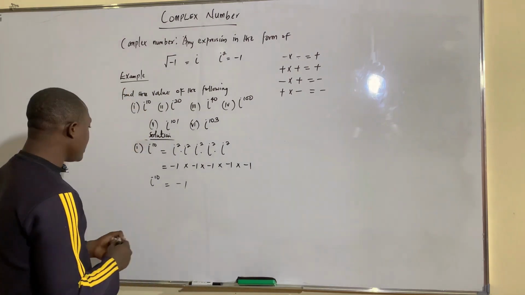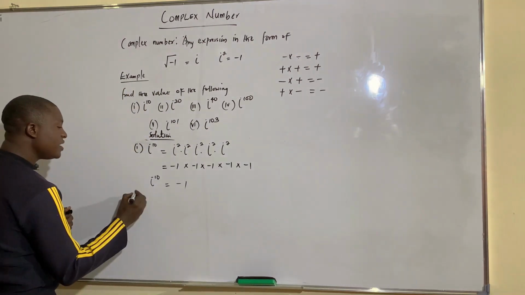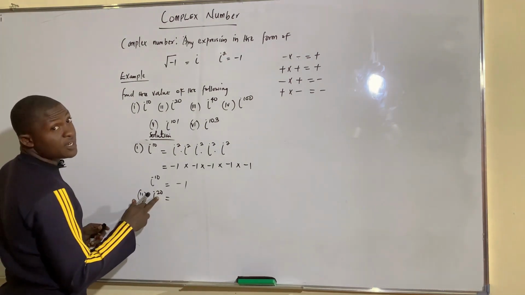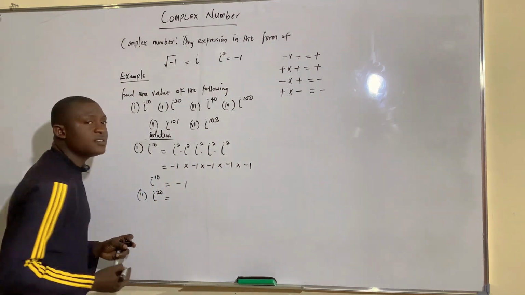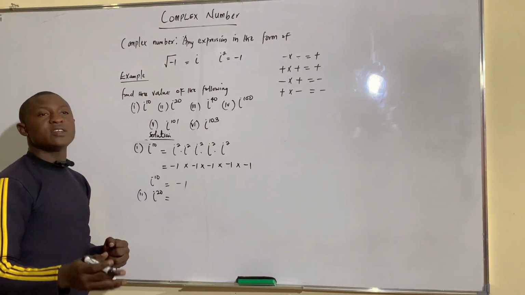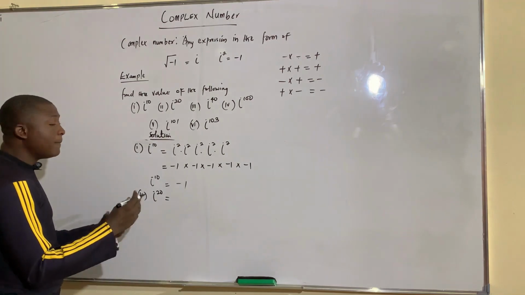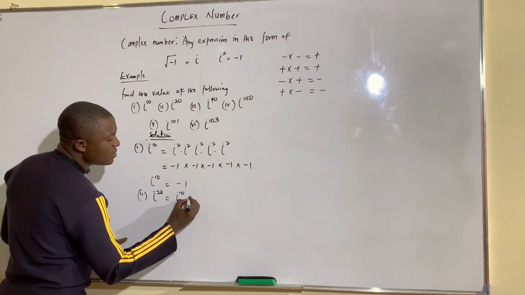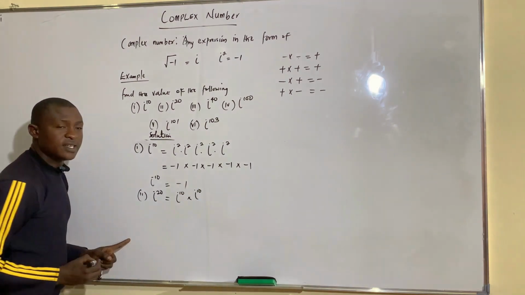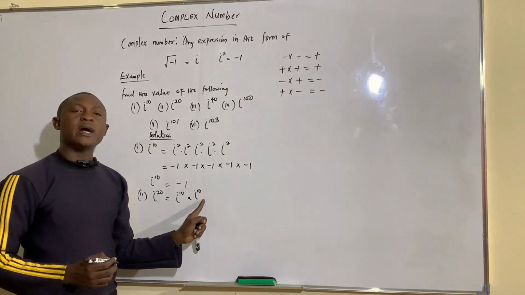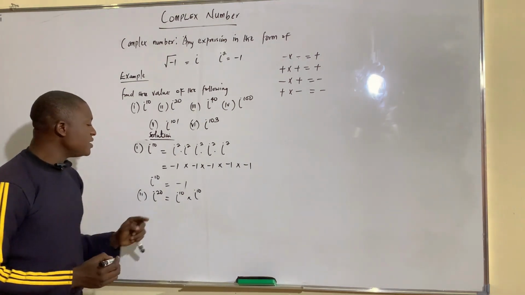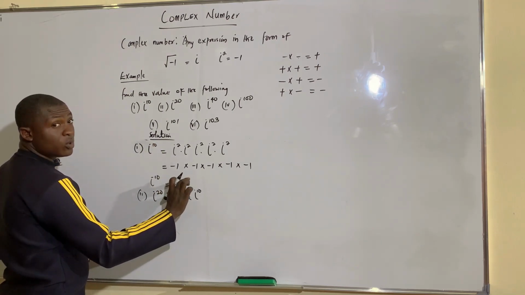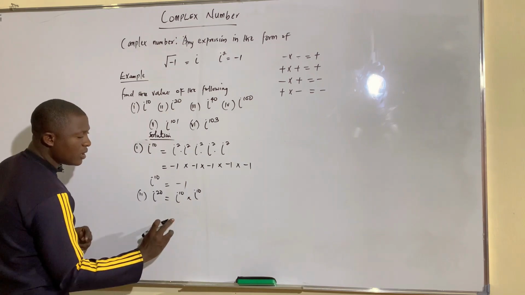So now, for the second example, we are asked to find I raised to the power of 20. I'll just follow the same logic, the same tactics. Instead of me wasting my time writing I raised to the power of 2, I raised to the power of 4, I raised to the power of 6, I can just break this down into two. I raised to the power of 20 is nothing but I raised to the power of 10 multiplied by I raised to the power of 10. If I add 10 plus 10 together, of course, we are going to have 20. Now, in the first example, we have gotten that I raised to the power of 10 is nothing but minus 1, isn't it?